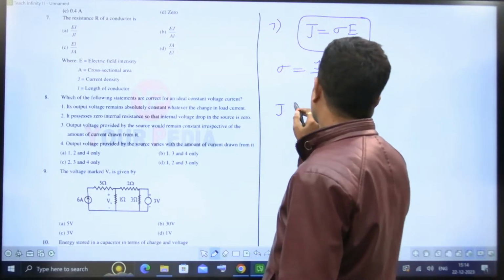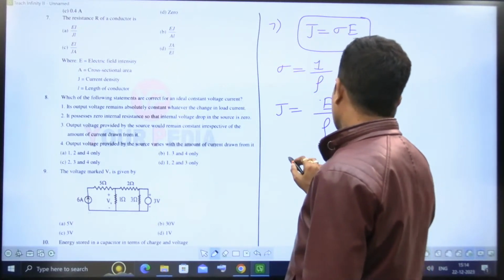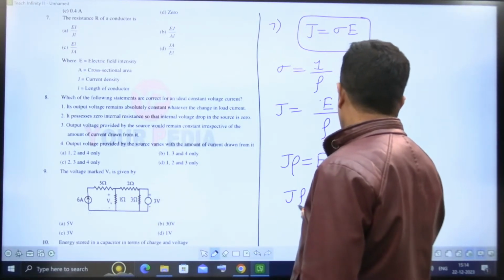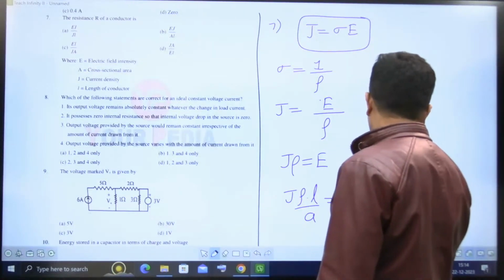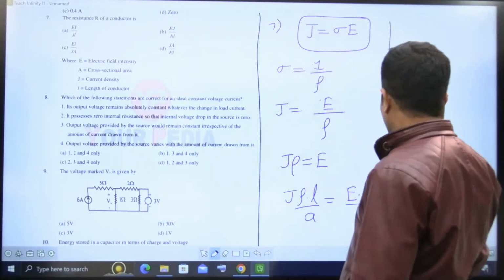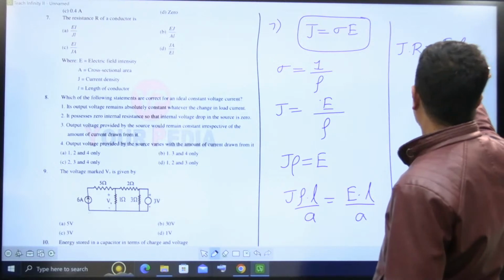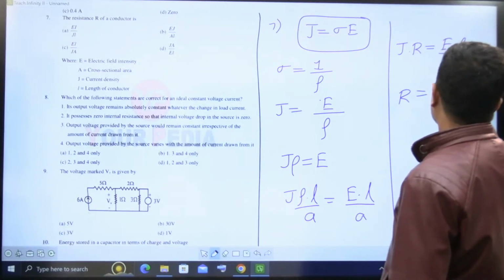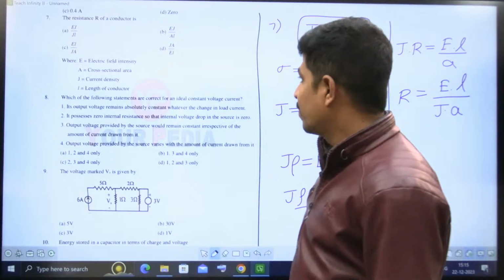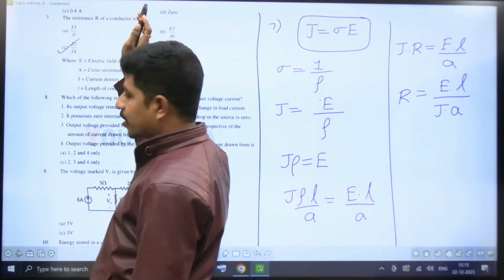Now tell me, J is equal to E by rho. So J rho is equal to E. Now I multiply both sides by L by A. J into rho L by A is nothing but a resistance. The right side is E L by A. Therefore, resistance R is equal to E L by J into A. Either capital A or small a, it doesn't matter. So which option is suitable? E L by J A. Option C is correct.